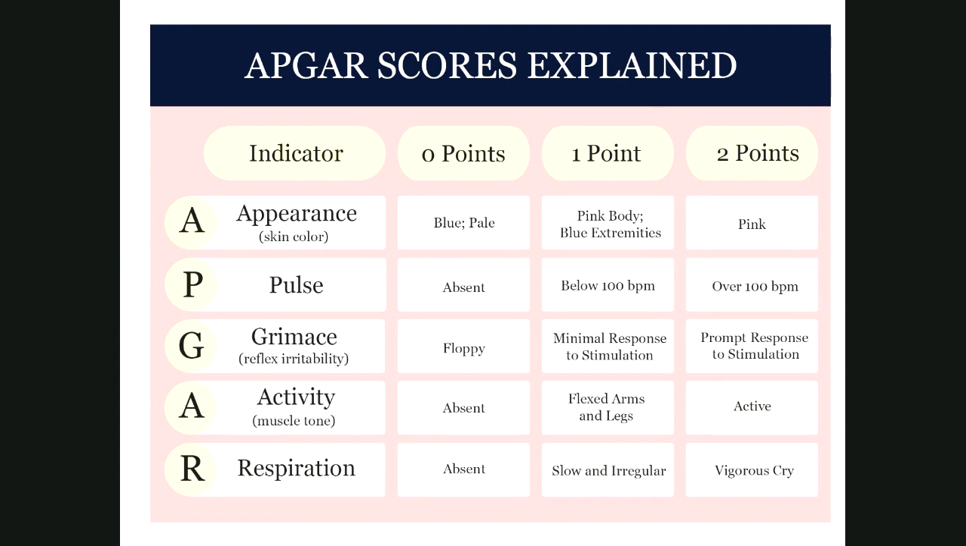And the activity is the muscle tone. Does my baby have good tone? It's nice and flexed. If you pull back at its arm or its foot, it flexes it back. It pulls against you. That's a 2. Arms are a little flexed and legs, not fully, okay? Then it's 1, and if it's absent, like you have a floppy, wet noodle baby, that's a 0.